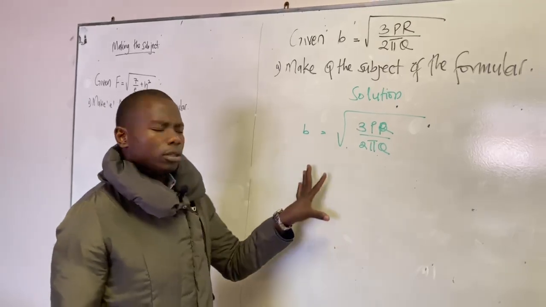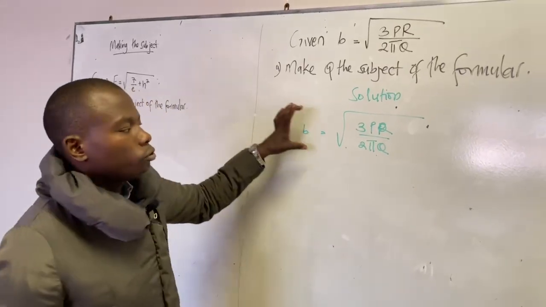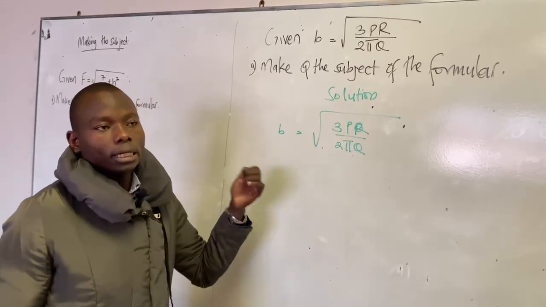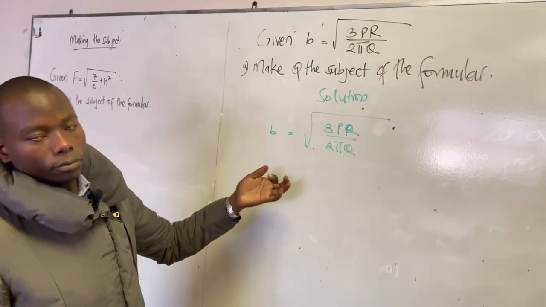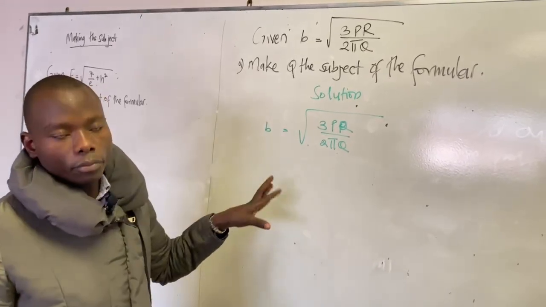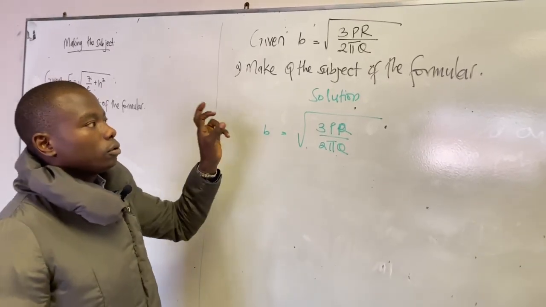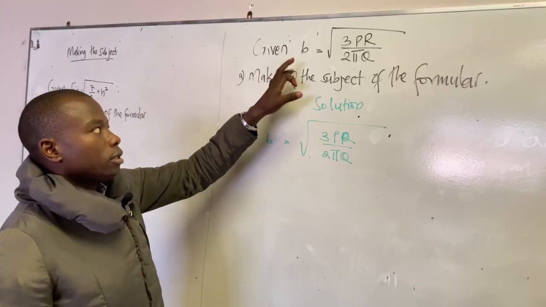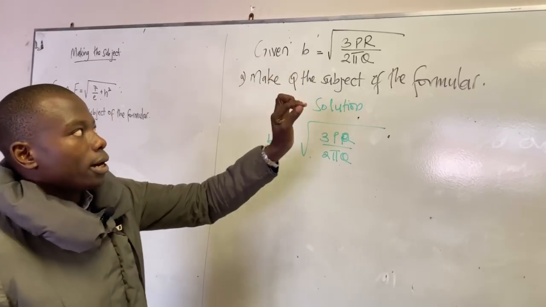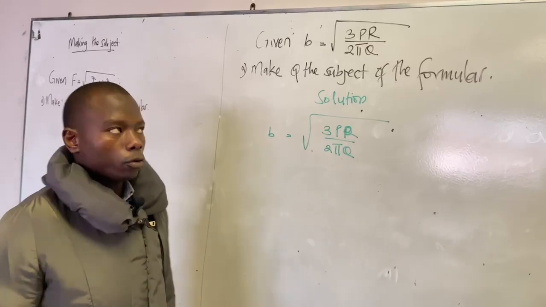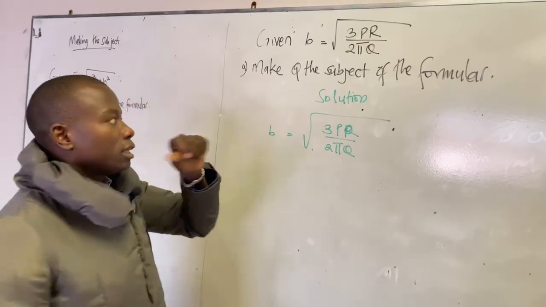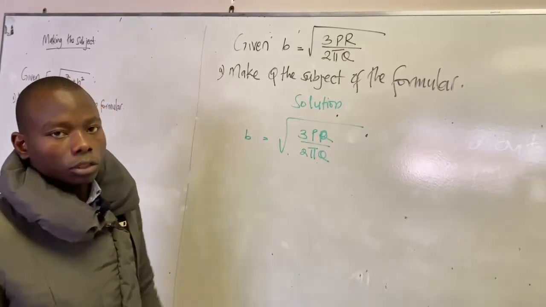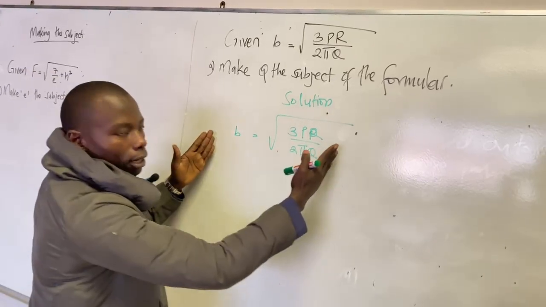Mohammed. Today we are here to teach you how we can make a variable the subject of the formula. For example, we've been given b equals root of 3pr over 2 pi q, but the question says that we should make q the subject of the formula. So this is what we have.